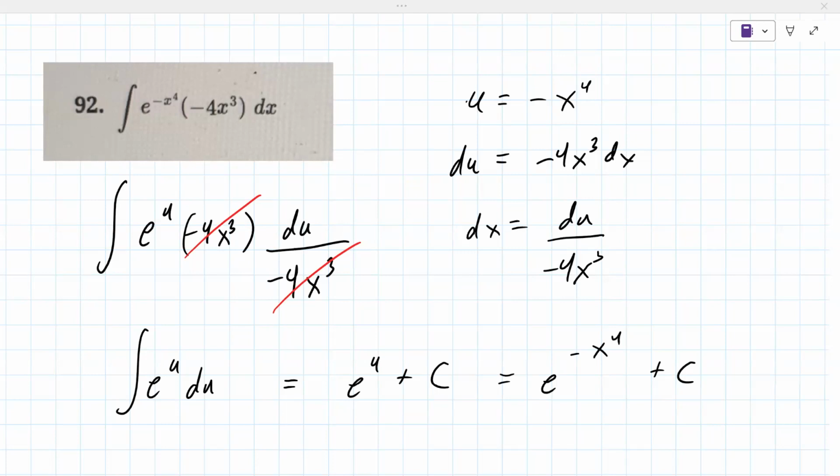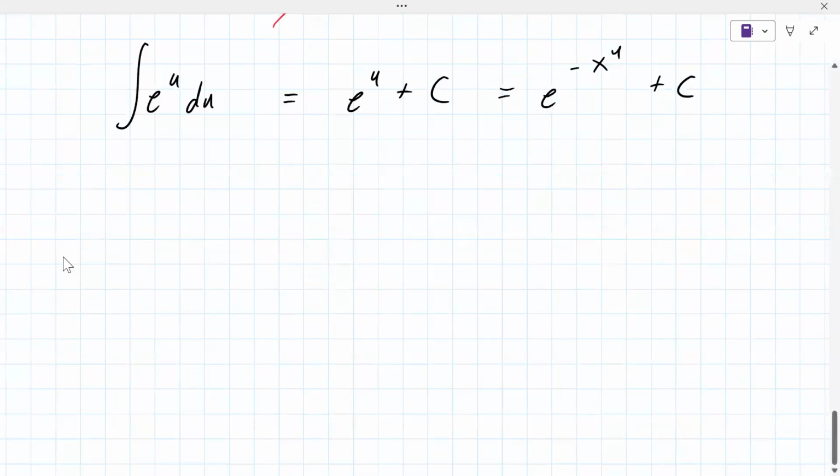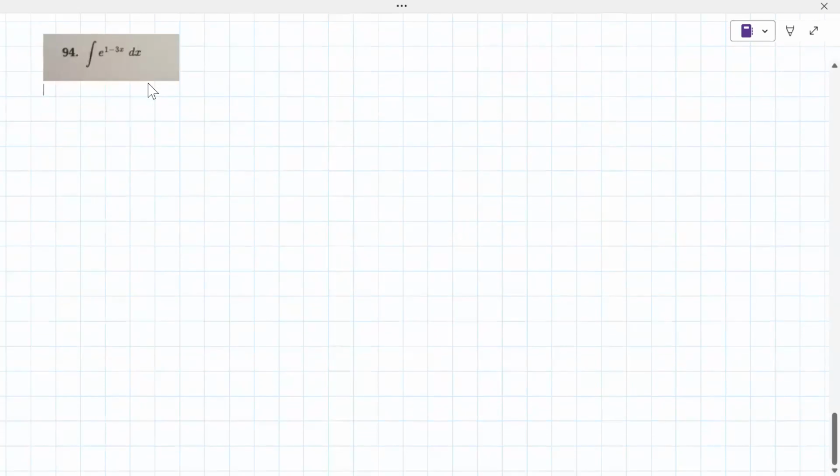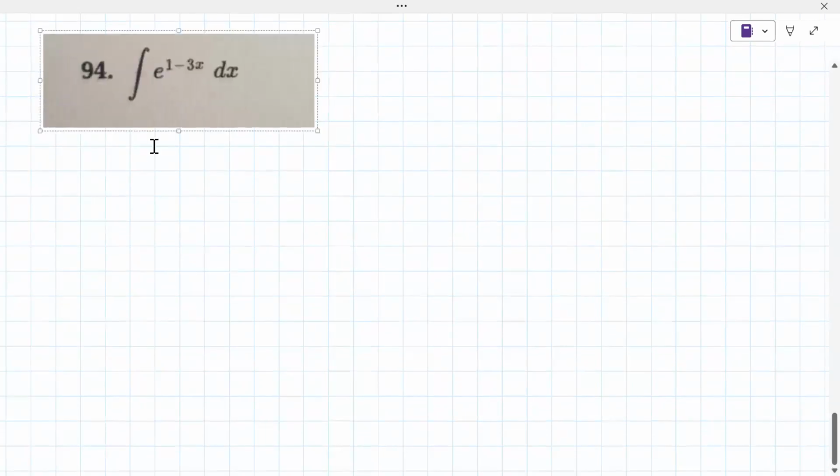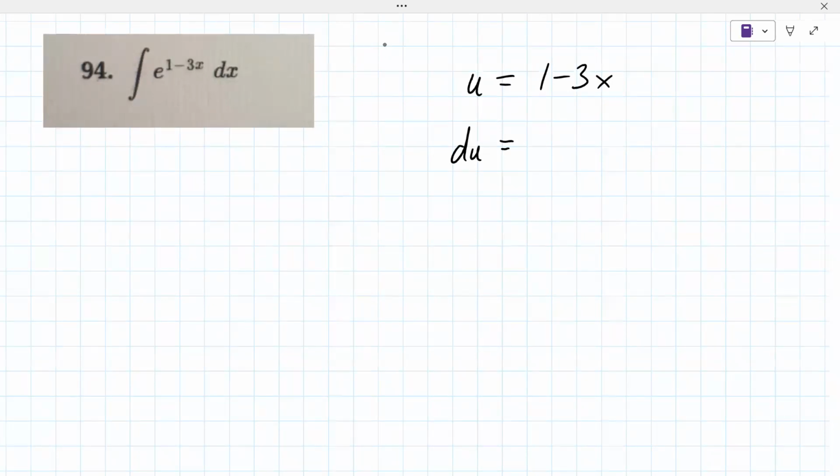All right, let's look at 94, and then I'll have you do 93 on your own. So 94 here, again, your u is always the exponent, especially in these e problems. Help me out with the derivative here. What is the derivative of 1 minus 3x? Negative 3. Yeah, and that's really important. I just heard that a couple of times. Really make sure you see that that sign goes with it.